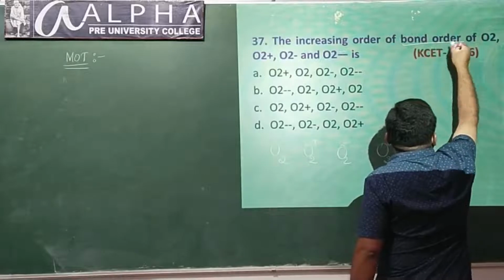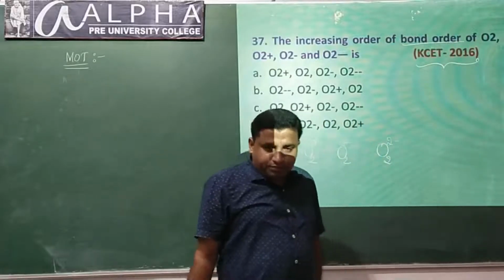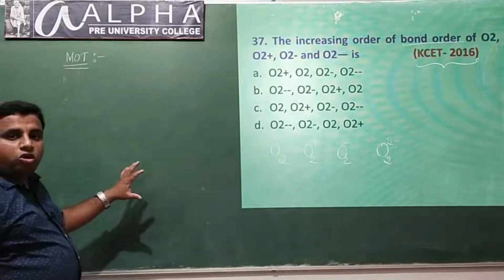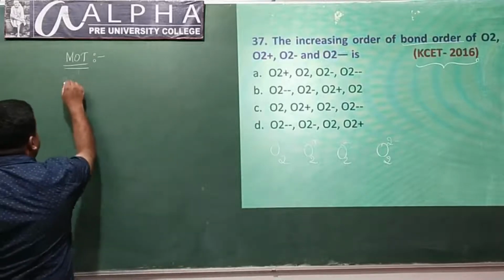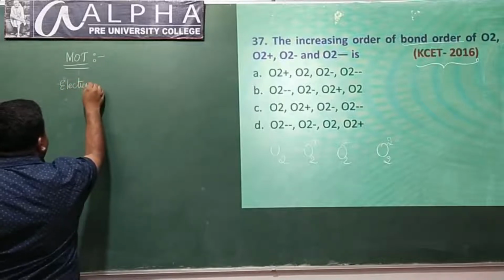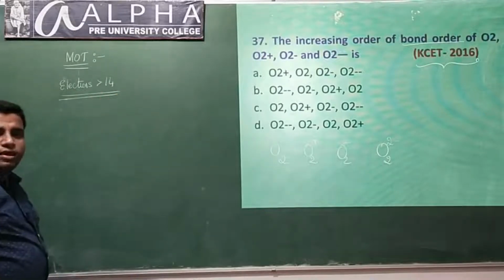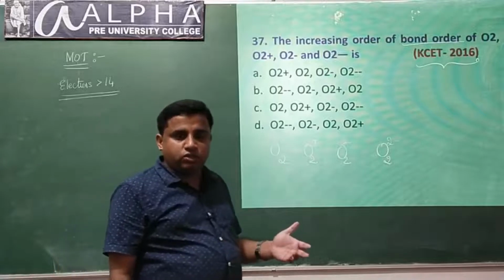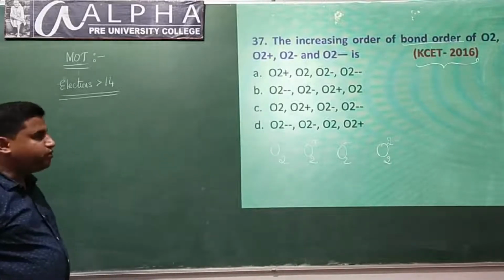We are solving the previous year question paper from 2016. So to calculate the bond order, we should first write the electronic configuration. Which electronic configuration? Where the electrons are more than 14. I think by now you are well versed in writing the electronic configuration. So what is the electronic configuration with more than 14 electrons?